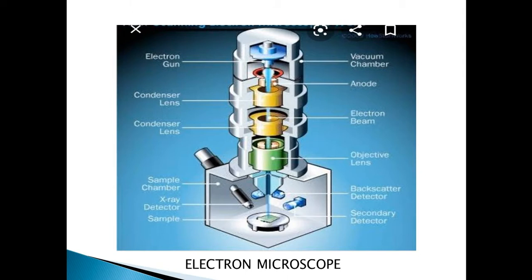This is the picture of an electron microscope, and you can see each part of it. For example, you can see the electron gun, vacuum chamber, anode, condenser lens, electron beam, objective lens, backscatter detector, secondary detector, sample chamber, X-ray detector, and sample. You can see all the parts of the electron microscope.